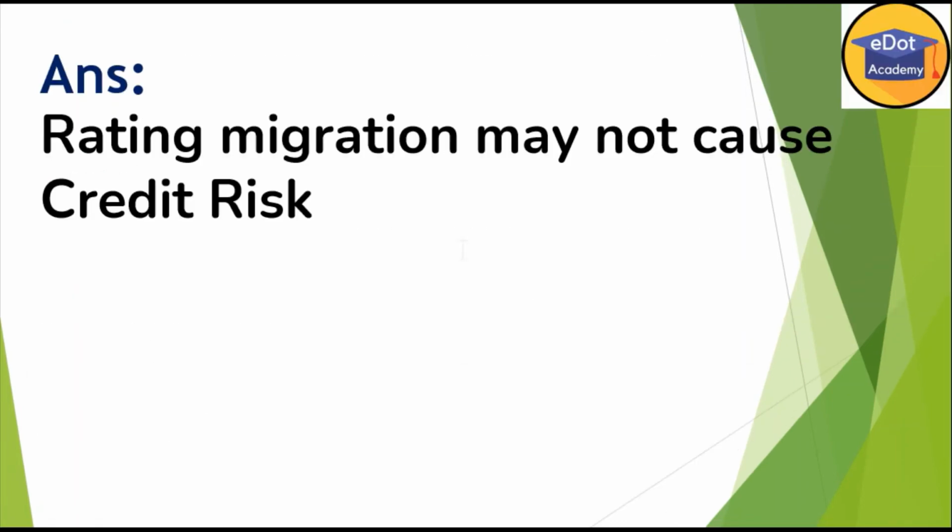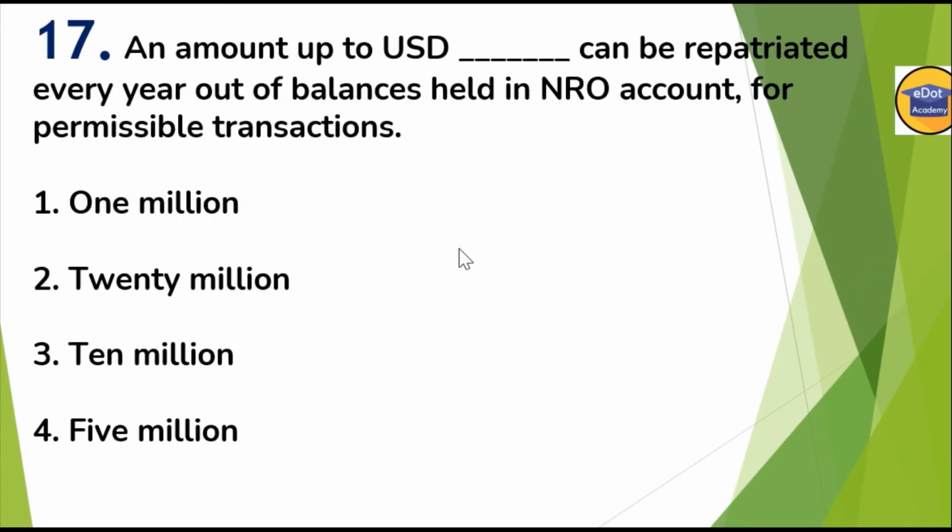And now question number 17. An amount up to USD, meaning United States dollar, can be repatriated every year out of balances held in NRO account for permissible transactions. So this is a direct concept based question. So 1 million can be repatriated out of an NRO account every year out of India. This point you have to keep in mind, 1 million USD. Okay, 1 million is 10 lakh, sorry, not rupees, 10 lakh USD, 1 million means 10 lakh. So USD is given here, so option first is correct here.